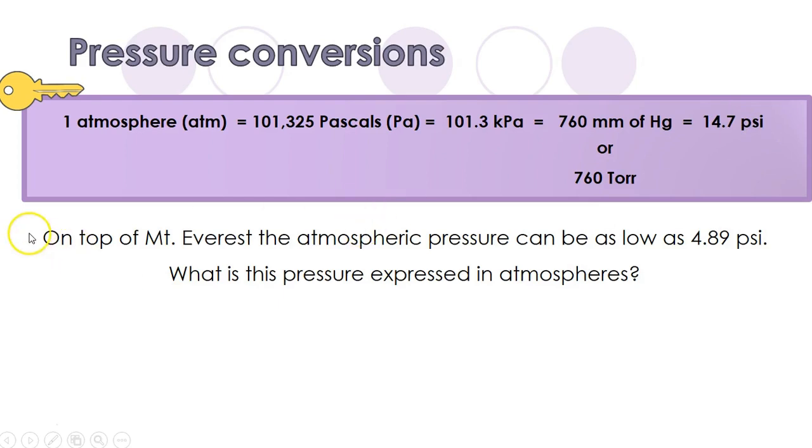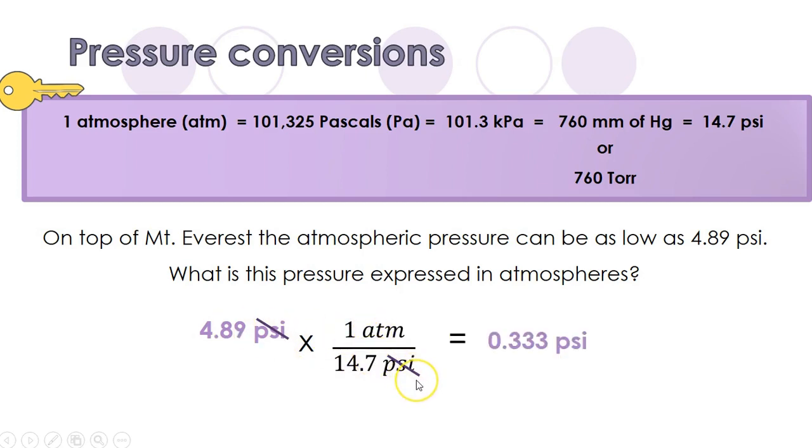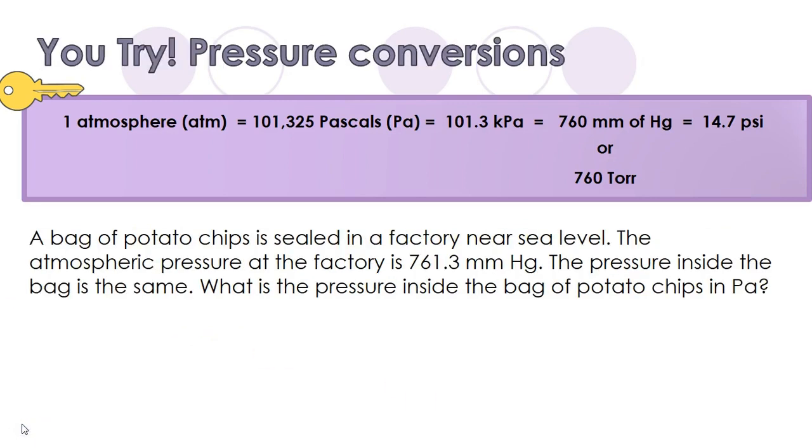So what if we wanted to convert, or we know that on the top of Mount Everest, the atmospheric pressure can be as low as 4.89 psi. What is the pressure expressed in atmospheres? So you need to do some dimensional analysis and conversions. So we start with 4.89 psi, and we know that for 1 atmosphere, that equals 14.7 psi. So psi's are going to cancel. We do some multiplication and division, and we get an answer of 0.333 atm.